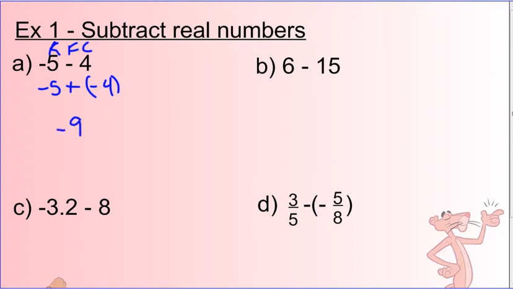Okay, let's see example B. So we're going to keep the first number the same, flip the sign from subtract to plus, and then change the sign of the second number. It's positive, so we change it to negative. Now, the signs are different, so we subtract the numbers. 15 minus 6 is 9. And we keep the sign of the bigger number, which is negative.